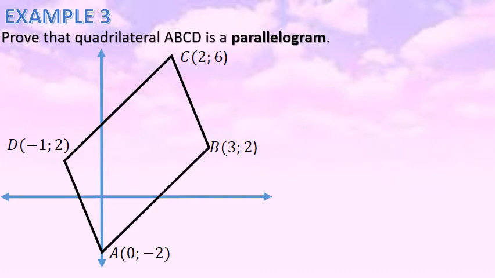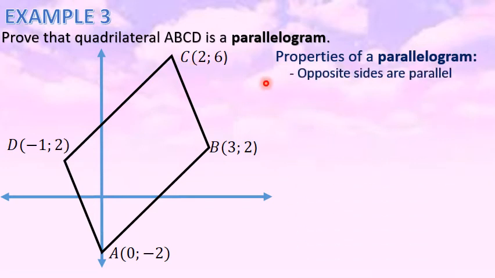Last example for the day involves a parallelogram. Remember that a parallelogram is a type of quadrilateral, and a quadrilateral is a four-sided figure. So we have given you the coordinates of this parallelogram, and now you need to prove that it is indeed a parallelogram. So at this stage, we can't make that assumption. We need to go over our properties of a parallelogram and see, do the properties of a parallelogram apply to this sketch given? Well, what are the properties of a parallelogram?